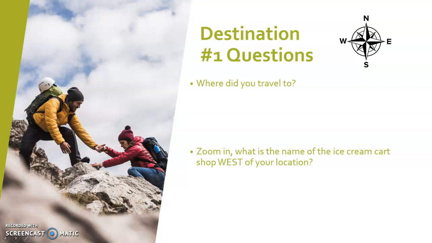Destination number 1 questions. Where did you travel to? You can write your answer where the map took you in the space below. Then you can zoom in. What is the name of the ice cream cart shop west of your location? If you're having trouble, you can always use the compass in the top right corner to help you find the ice cream cart shop.